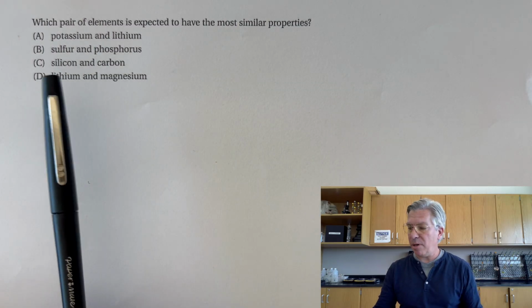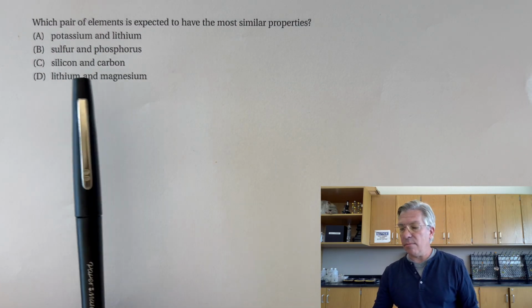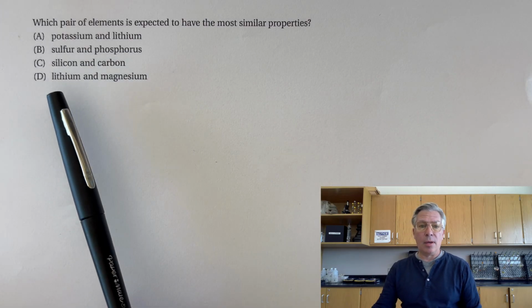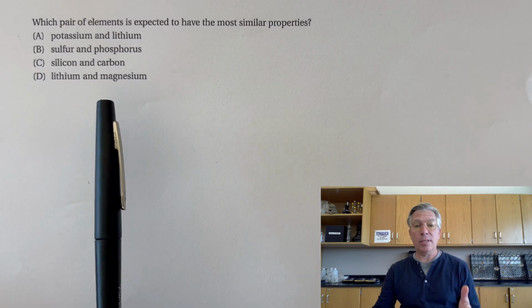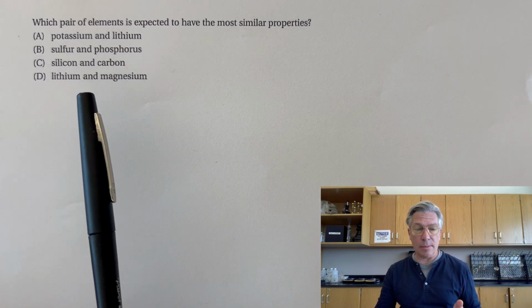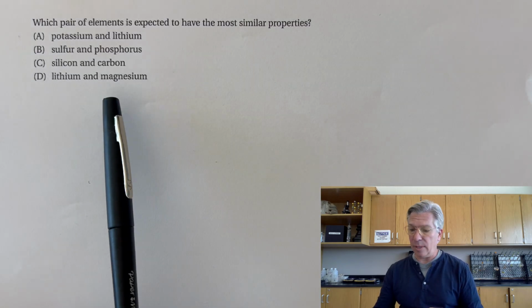Let's start with this one. Which pair of elements is expected to have the most similar properties? By now you may know that things that are in the same column of the periodic table tend to have similar properties, like the alkali metals, the alkaline earth metals, the noble gases, and so on.